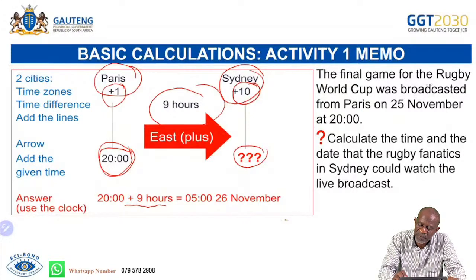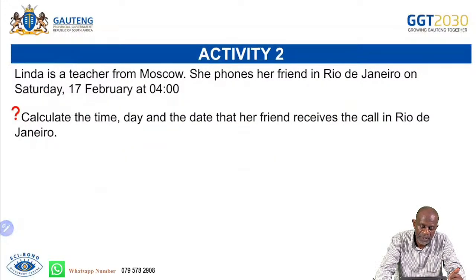The final game for Rugby World Cup, this was the question. As you can see here, it is combined with the answer so that you follow all the steps that are indicated on the card. Right. I want us to refer to our map, or I hope you are doing the physical counting from your map. So here is another activity.